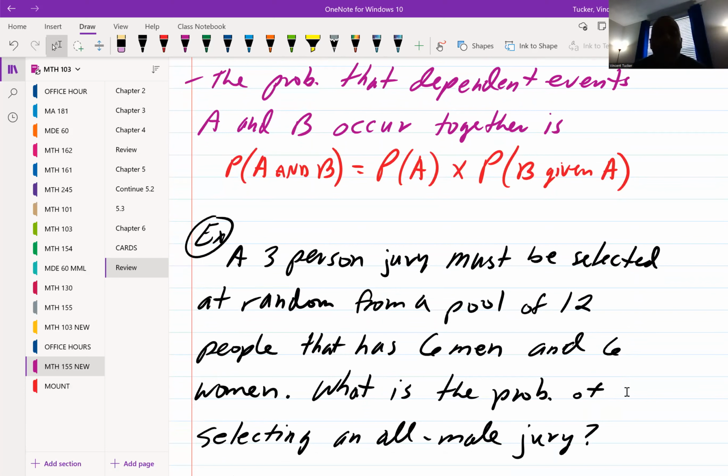All right, so we have a 3-person jury that must be selected at random from a pool of 12 people that has 6 men and 6 women. What is the probability of selecting an all-male jury?